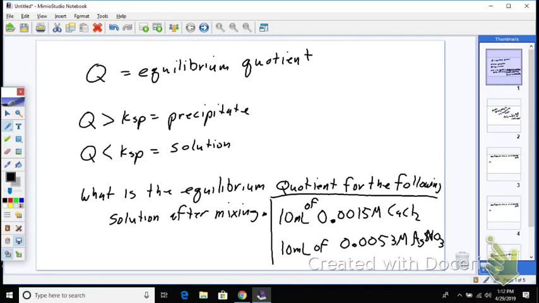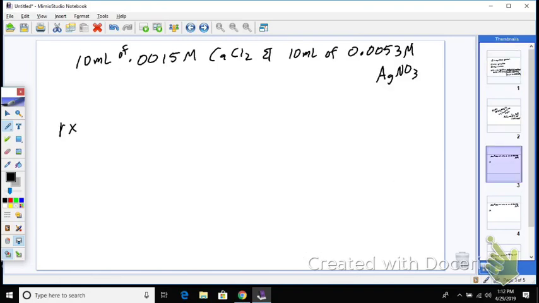And then maybe you guys can tell me what the precipitate is going to be based upon solubility rules. Kind of see what it's going to be. So we've got a reaction that we're going to do. Our reaction is CaCl2 aqueous plus AgNO3 aqueous.